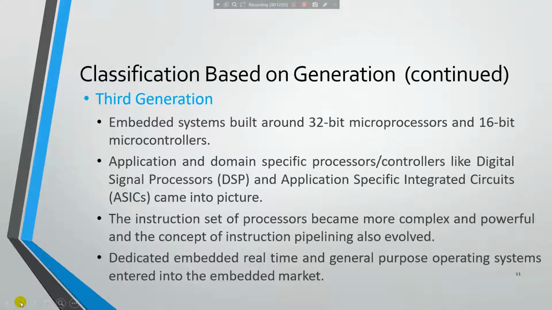These were the applications of DSP controllers, where they used to control the DSP processor outputs, and application specific integrated circuits like ASICs. These are the things which come into picture in the third generation. The instruction set was very good, much more complex and powerful, able to do pipelining and many more operations. Many more inputs were calculated properly and put forward by the processor in a very short period of time, and dedicated embedded real-time and general purpose operating systems entered the market. So 32-bit was more stable compared to 8 and 16-bit.